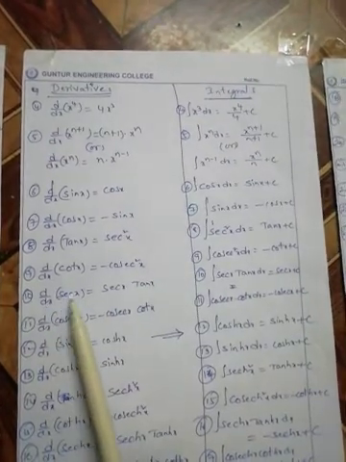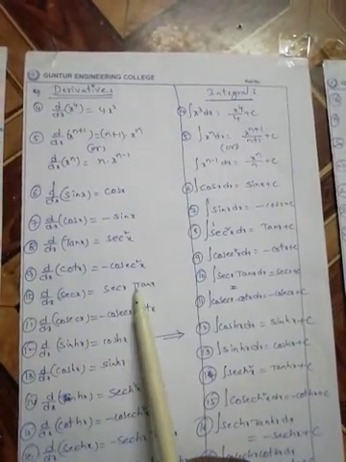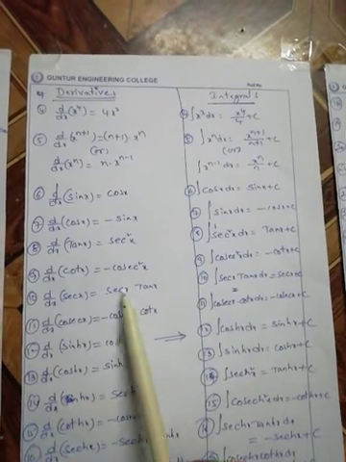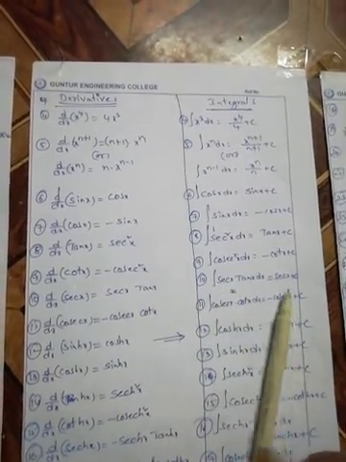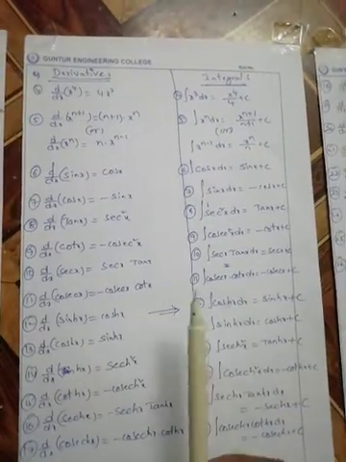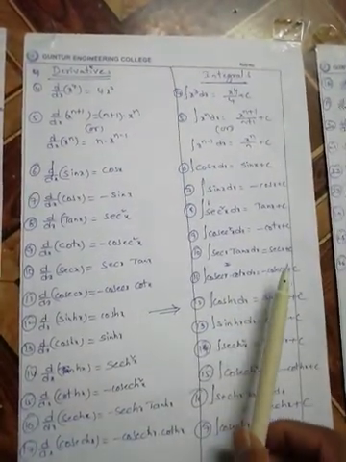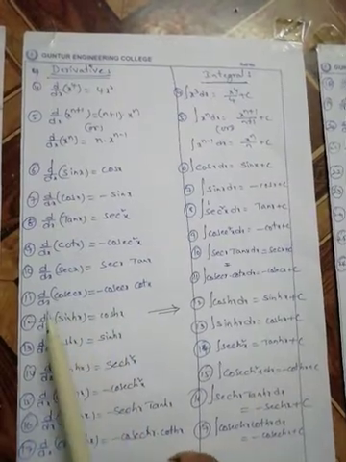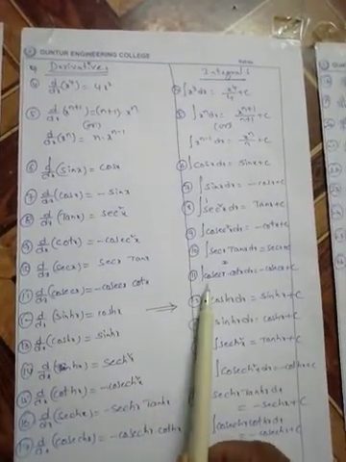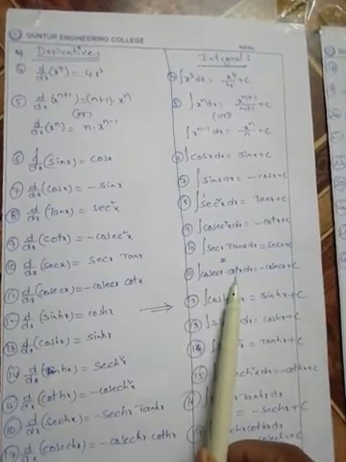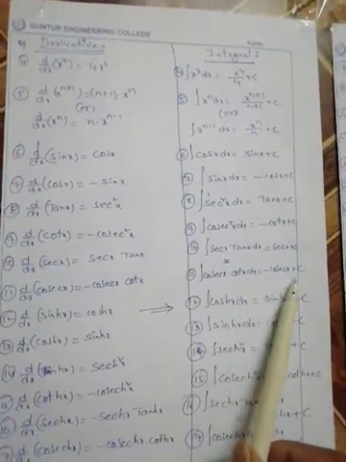D by dx of secant x is equal to secant x into tan x. Integral secant x tan x dx is equal to secant x plus c. D by dx of cosecant x is equal to minus cosecant x into cot x. Integral cosecant x into cot x dx is equal to minus cosecant x plus c.